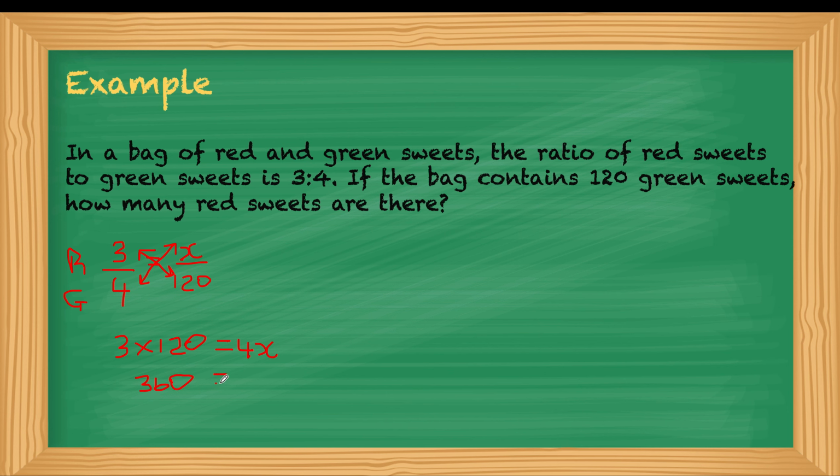And remember, the aim is to get x by itself. So being that x is being multiplied by 4, to get rid of it, we'll do the opposite operation, which is division. So we will have to divide both sides by 4. When we divide both sides by 4, x will now be equal to 90. So therefore, how many red sweets were there? Excellent. There were 90 red sweets.